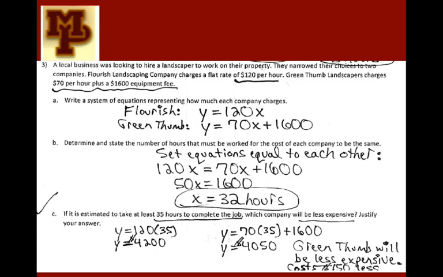Similar here, actually this is the systems, the other one's the inequality. So this is systems, so Flourish, they pay $120 an hour, so that's a good equation to model it. Green Thumb charges $1,600 for the equipment fee, that's like the flat fee, that's the y-intercept, plus 70x, 70 per hour. So if you set them equal to each other and solve for x, then you'll get 32 hours. That's when they would cost the same. If you were doing a job that was 35 hours to complete, which one would you choose? Well, you can just plug in 35 for each of the equations and see which one is less expensive. The Green Thumb is less expensive. It's $150 less.